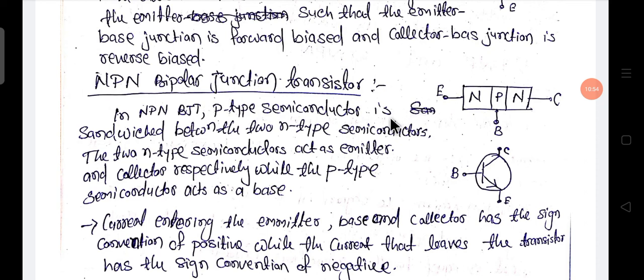Here the current enters the emitter. Current entering a terminal has the sign convention of positive, while the current that leaves the transistor has the sign convention of negative. That is, if the current leaving from the collector has a negative sign, then the base collector sign changes. That means the biasing of the base collector junction is changed.